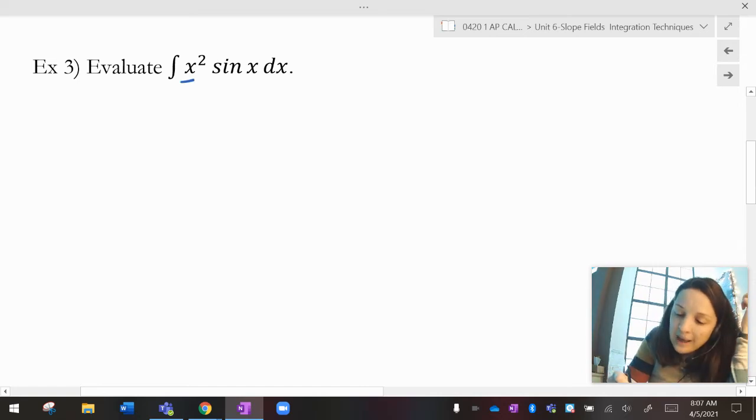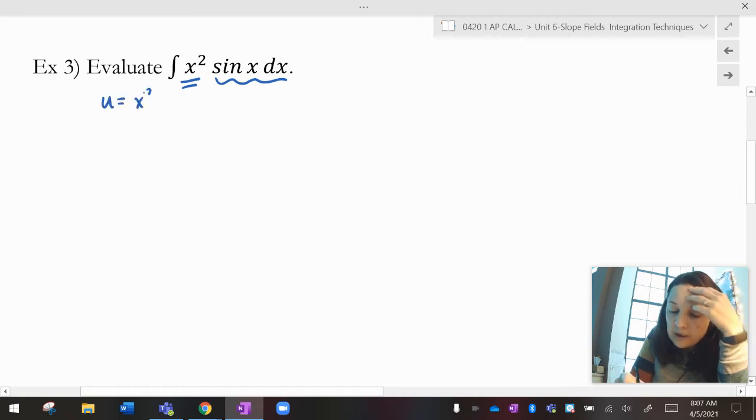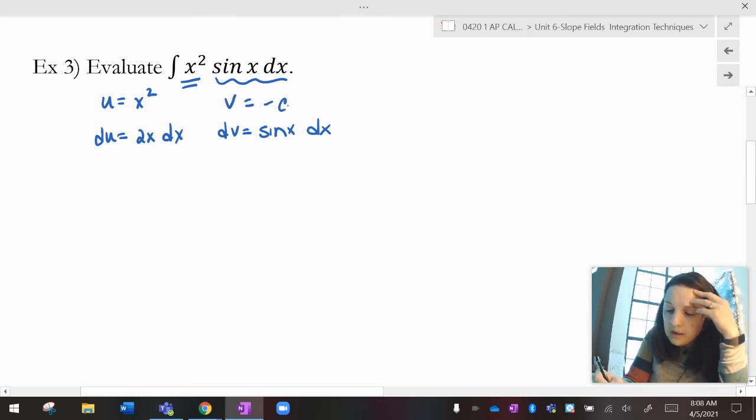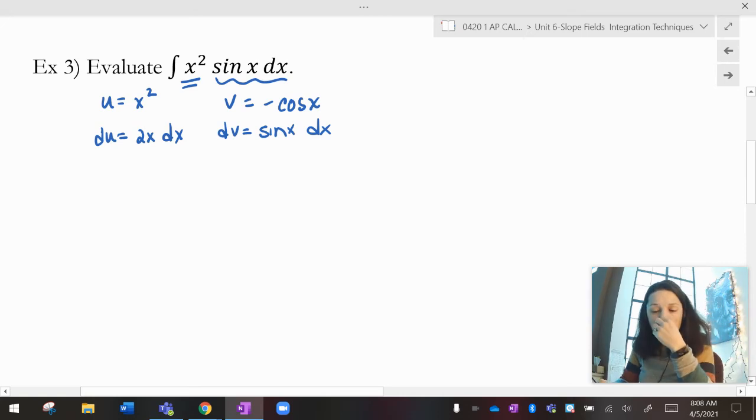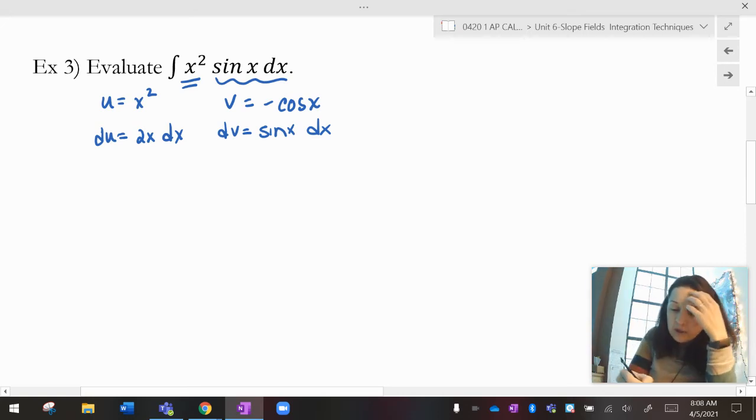LIATE. Oh, here's an A. So that's going to be u, and then the rest of this is going to be dv. So u is going to be x squared, dv is going to be sine x dx, which would make du 2x dx. And then v would be negative cosine x. All right.